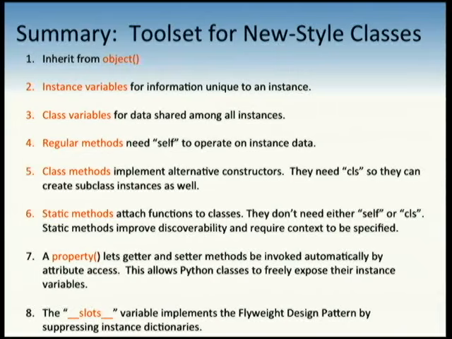Instance variables are for the information unique to an instance. Class variables are for anything you share. A regular method is a method that has self, and you use a regular method whenever it actually needs self to work on the instance data. Class methods, their primary purpose is alternative constructors. Whenever people fight over constructors, always implement a class method. It's what I do. It's what Guido does. It's what Tim does. It's what you should do too.